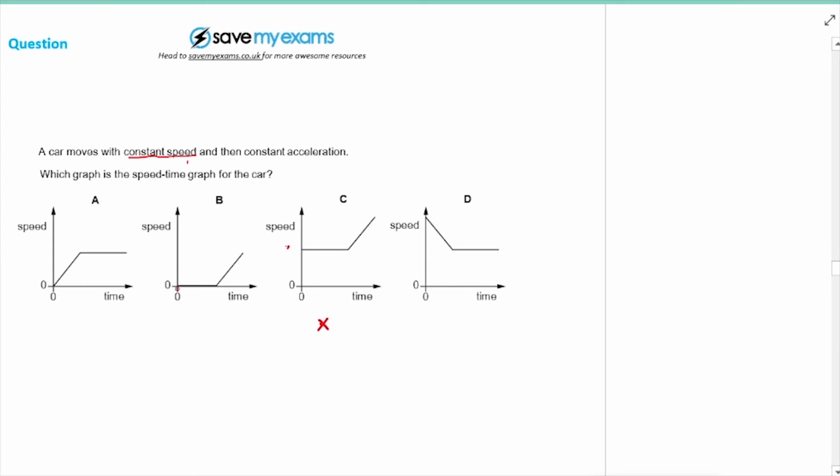However, this one, there is no speed here. The speed here is zero, so it's actually not moving. So we only have this one moving at constant speed first, then constant acceleration. So after moving at a constant speed, then it moves at a constant acceleration. The gradient here is constant. Remember, this is a speed time graph, and speed time graph gives the gradient is an acceleration. So the answer here is C.